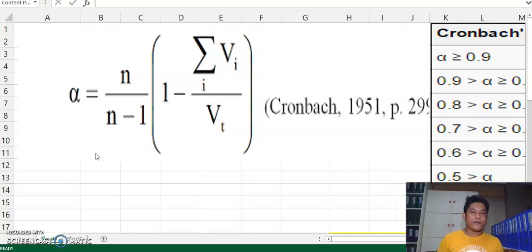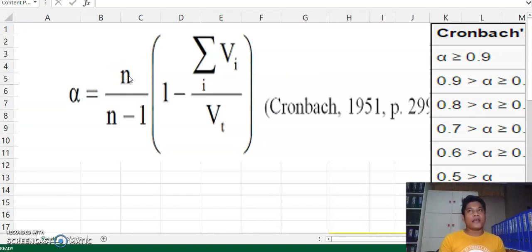So this is the formula of the Cronbach Alpha. You can read this in the book of Cronbach in 1951, page 299. So alpha there is the symbol for the reliability level, equal to n over n minus 1. The n here, you have to take note, is not the sample size, but the number of questions in the questionnaire. We can represent it as k instead of n, because it would give you confusion when it comes to sample size. So again, the n here is the number of questions.